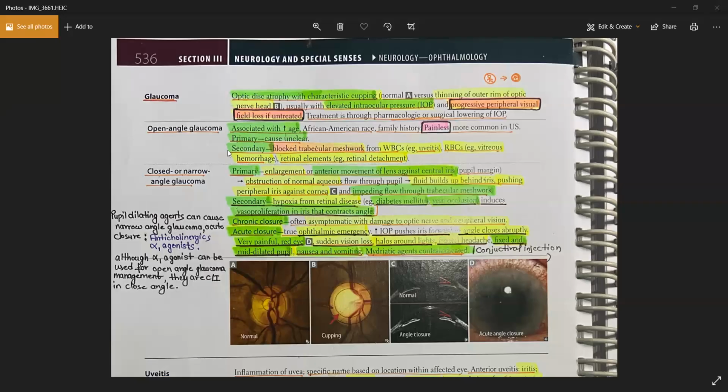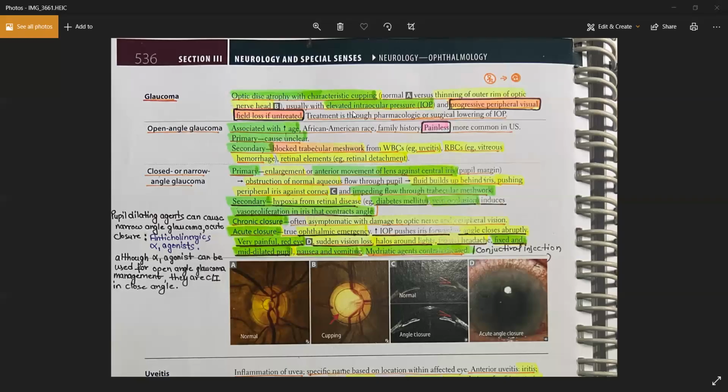The patient will generally be asymptomatic. This condition is totally painless. It just starts with vision losses. When they present to your department, you will test the intraocular pressures and all these things, and you will know that the patient is having glaucoma. By looking on fundoscopy, you will see the cupping of the optic disc, right?